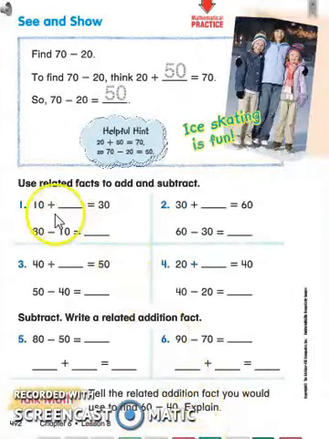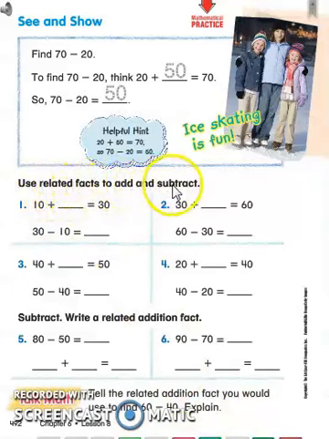Okay? Here, use related facts to add and subtract. So you will add and also you will subtract. Here, teacher Asma, I have a missing addend, right? So I will subtract. If we have a missing addend in the addition sentence, you have to subtract the small number from the biggest number. Okay, grade 1? So here I will subtract at first. Then take your answer and write it up.